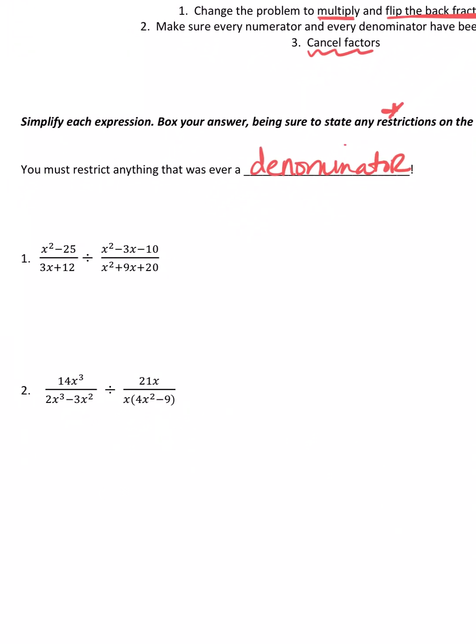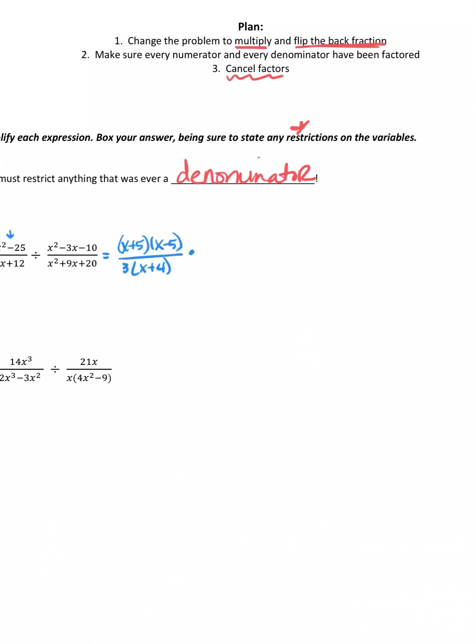So we're going to start factoring. I'm going to take that first fraction and factor it. That's a difference of squares on top. So x plus 5 times x minus 5 over, this is a GCF, so 3 times x plus 4. Now I'm going to make it multiply, and now we're going to flip this over, right? So I'm going to flip these two and do my factoring.